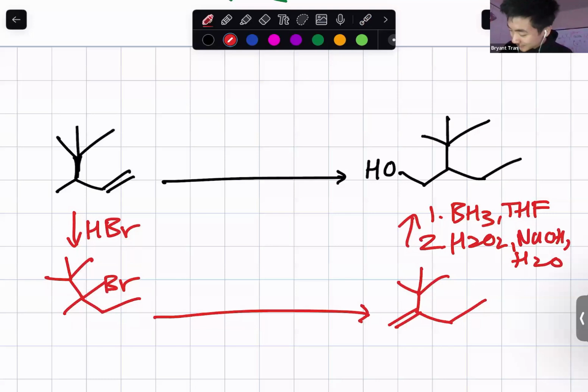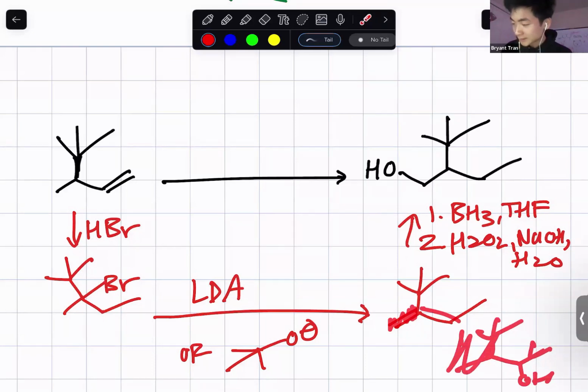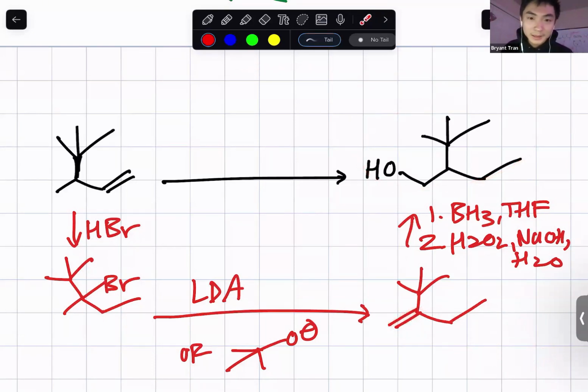And to do that, we could either use LDA or tert-butoxide, because we want to make the less substituted, less stable alkene. We don't want the alkene on the more substituted position, right? Because if we had it here and we did hydroboration oxidation, our alcohol would be here instead. But we don't want that, right? That's not our product.